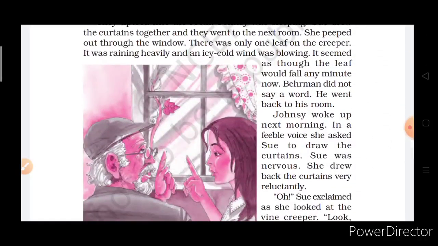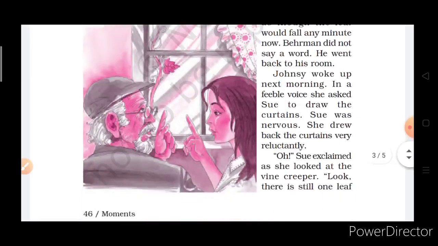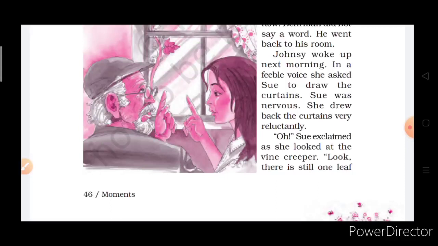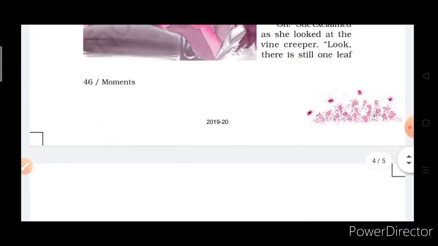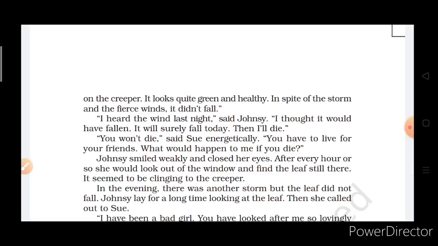The next morning, Johnsy wakes up from the bed. In a weak voice, she tells Shu to open the curtain. Shu is nervous to open the curtain because she thinks in yesterday's rain, the last leaf might have fallen down. But Shu draws the curtain. Surprisingly, she finds a leaf over the creeper. Shu tells, "Look at that! There is a leaf over the creeper. It rained cats and dogs yesterday, but there is a leaf. That means the leaf is green and healthy."